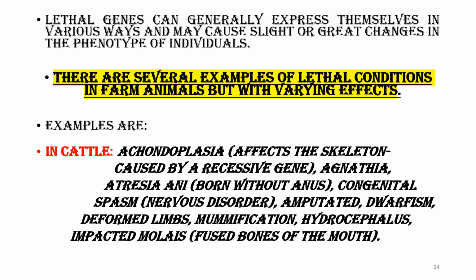Agnesia ani, in which the calf is born without an anus. We have congenital spasm, which is a nervous disorder. Amputated, that's the animal can be born amputated. Dwarfism, we have situations of deformed limbs. Mummification, hydrocephalus. Impacted mouth, that is, it is born with fused bones of the mouth. Of course, you know that such a calf will not be able to feed and will eventually not be viable and dies.